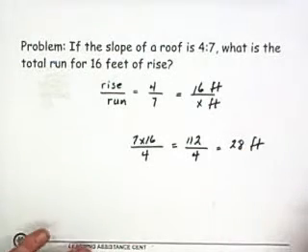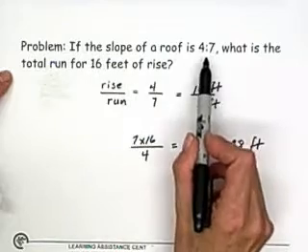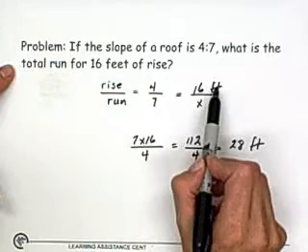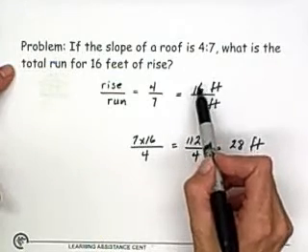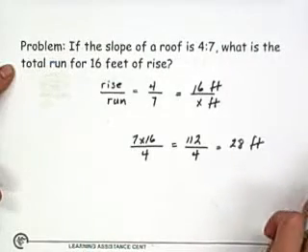Okay, always when you're doing problem solving, have a look back at the question. If the slope of a roof is 4 to 7, what is the total run? What is the run for a rise of 16 feet? 16 times 7 is 112 divided by 4, yes, 28 feet. It's a logical answer.